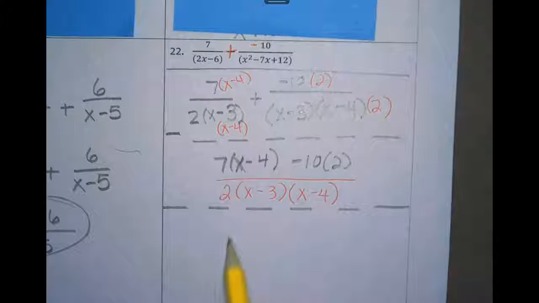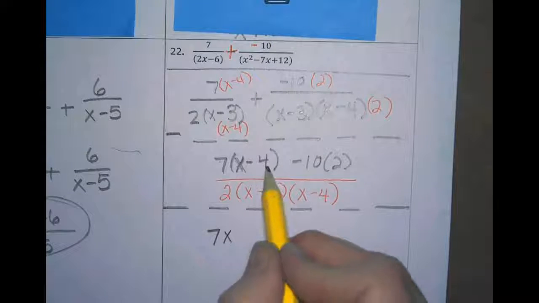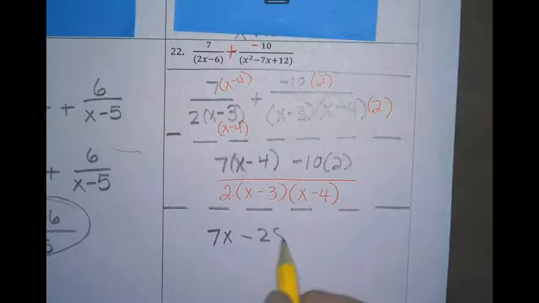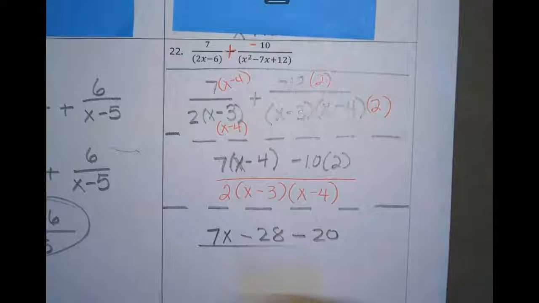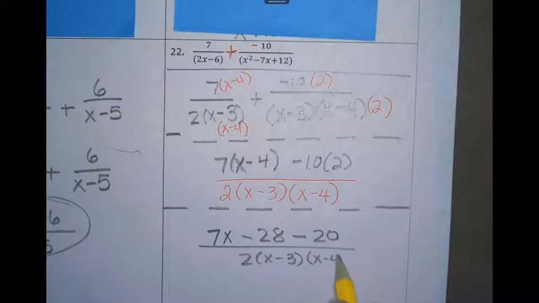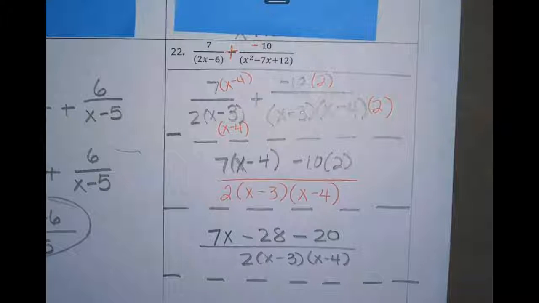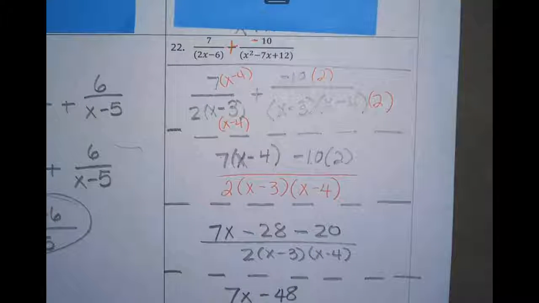Next step. 7 times x is 7x. 7 times 4 is minus 28. 10 times 2, that's a negative sign, and a 20. Next step, combine like terms. 7x minus 48, since both of those are negative, over 2 times x minus 3, x minus 4.